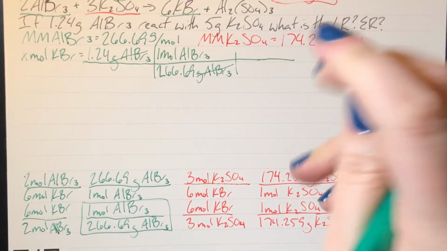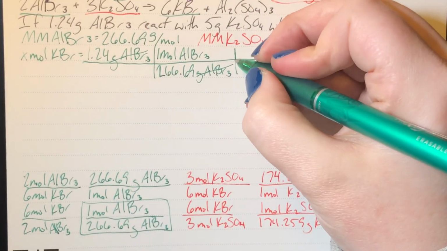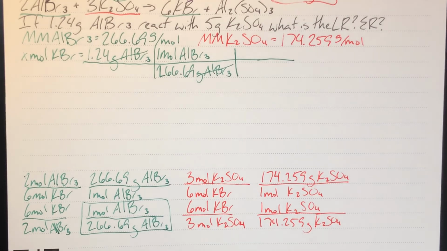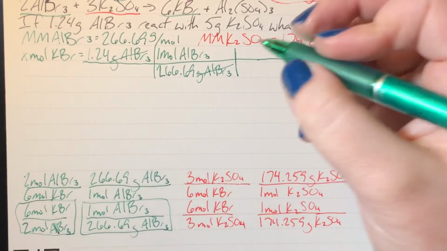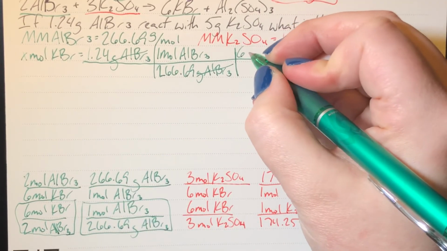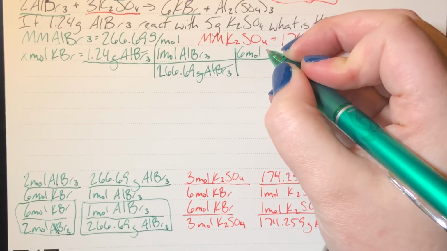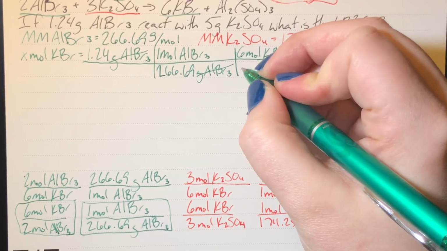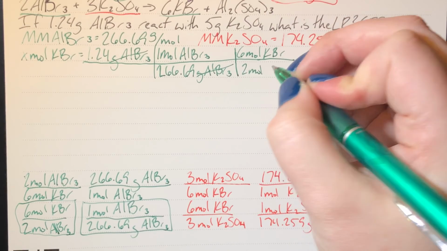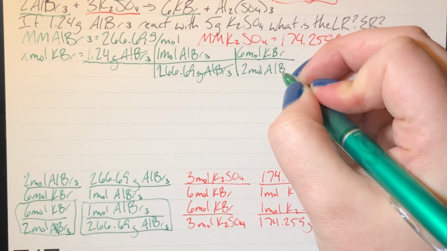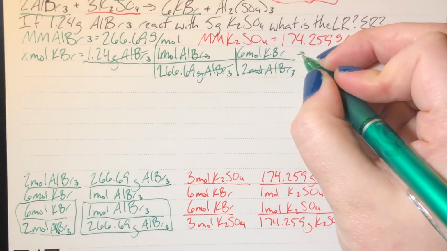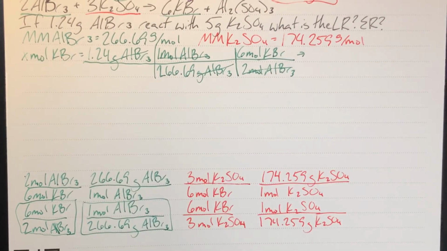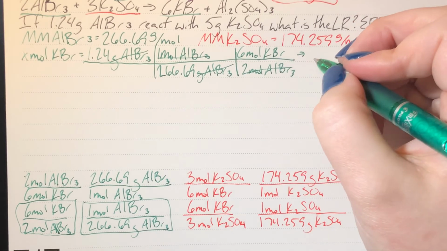Now I'm in moles of aluminum bromide, but I wanted moles of potassium bromide, so that means I'm going to go ahead and do the mole-to-mole ratio between aluminum bromide and potassium bromide. I currently have aluminum bromide on the top, so that means it needs to be on the bottom so it can cancel, so I'll select the appropriate mole-to-mole. Moles of aluminum bromide cancel. Now I'm in moles of potassium bromide, which is the thing that I said that I wanted, so I can go ahead and plug everything in.